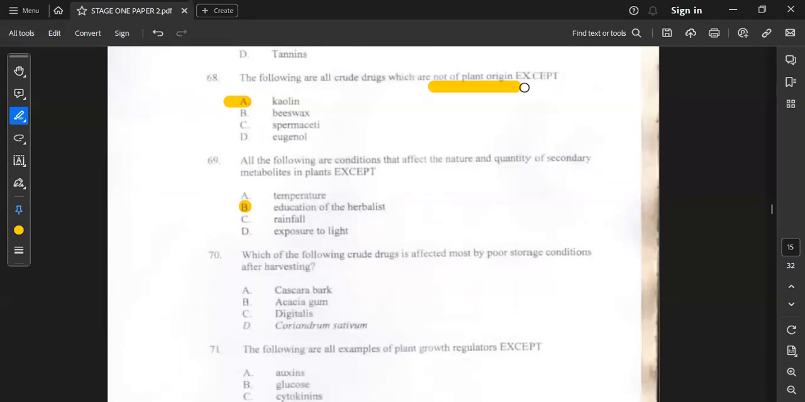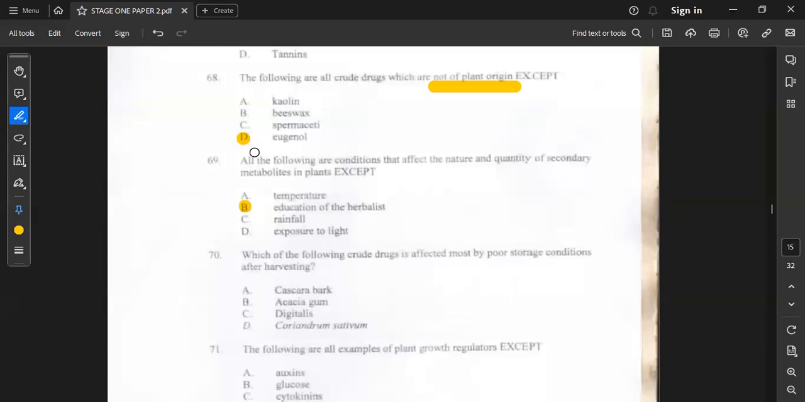Yes. Why not spermaceti? So kaolin, they're saying kaolin is not a plant origin. It's a naturally occurring clay mineral. So the answer is A. But looking at it, I think we need the except, because looking even the beeswax is not of plant origin and spermaceti is also not of the plant origin. So we want that which is of plant origin, which is eugenol. True. Maybe the question is phrased wrongly, right?